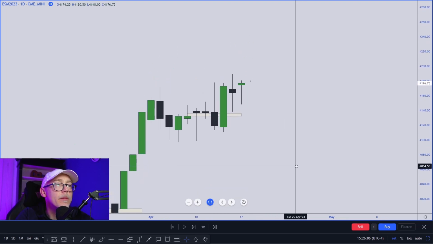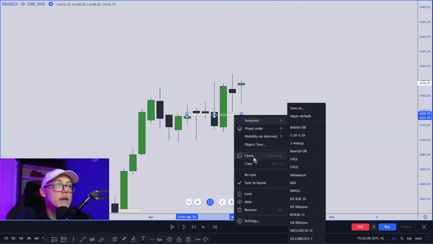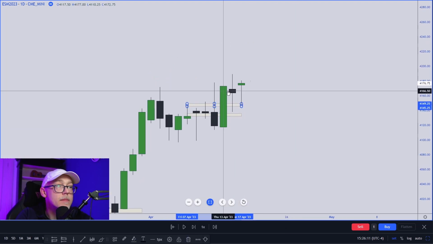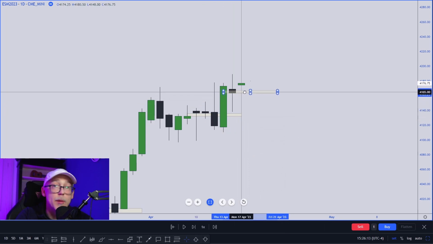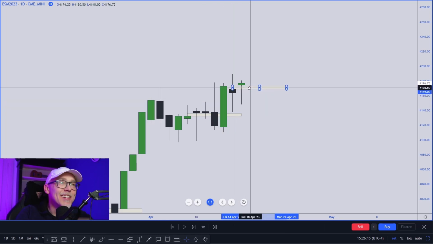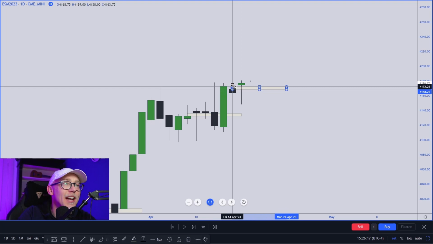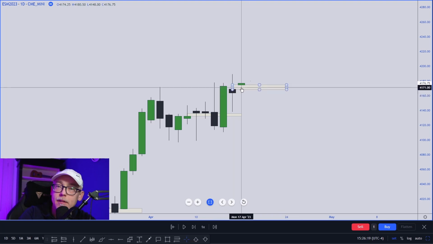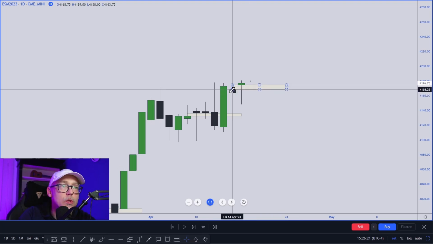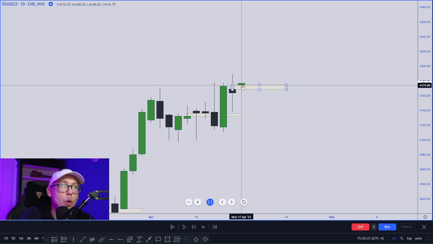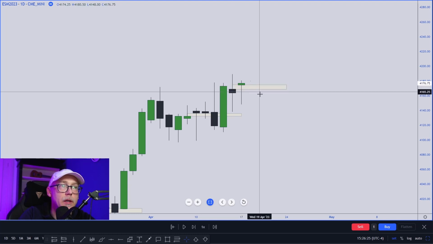Okay, here we can see there's another volume imbalance. You're beginning to get it now? So look at the body of this candle 1, candle 2. There's a gap between the high of that candle and the low of that candle's body as well. So that is your volume imbalance.